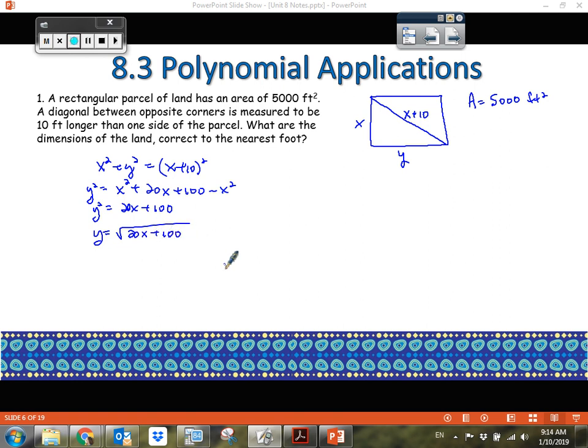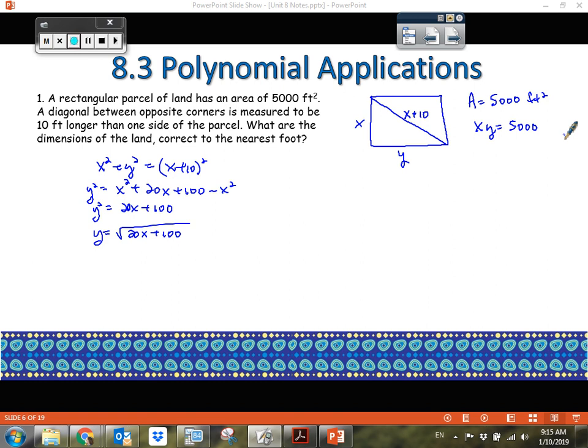Okay, so we're not really sure what to do with that yet. Let's go back and keep investigating the problem. We want dimensions of the land. We have to use this information because right now all we have figured into this equation is that 10 feet longer part. We don't have any other restrictions on it. But there are restrictions. We know the area is 5,000 feet squared. It's not bigger or smaller than that. So let's think about how we would find the area of this land. We would do side times side, right? x times y. So we have xy equals 5,000.